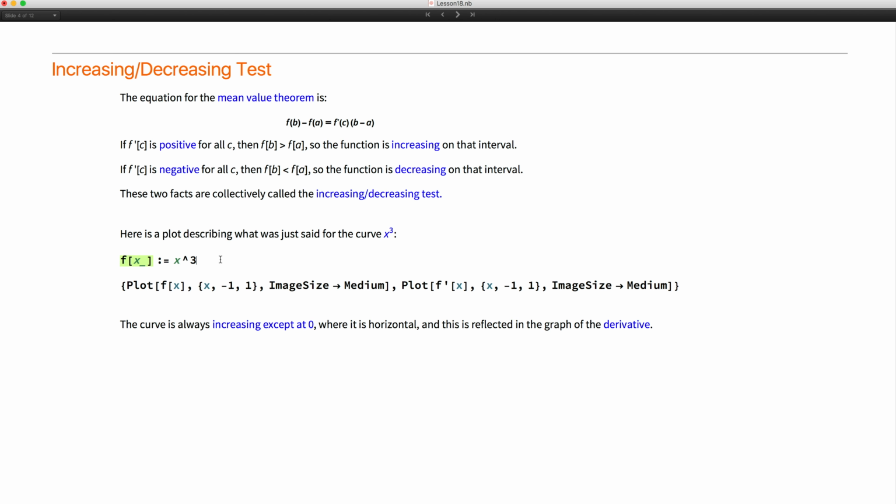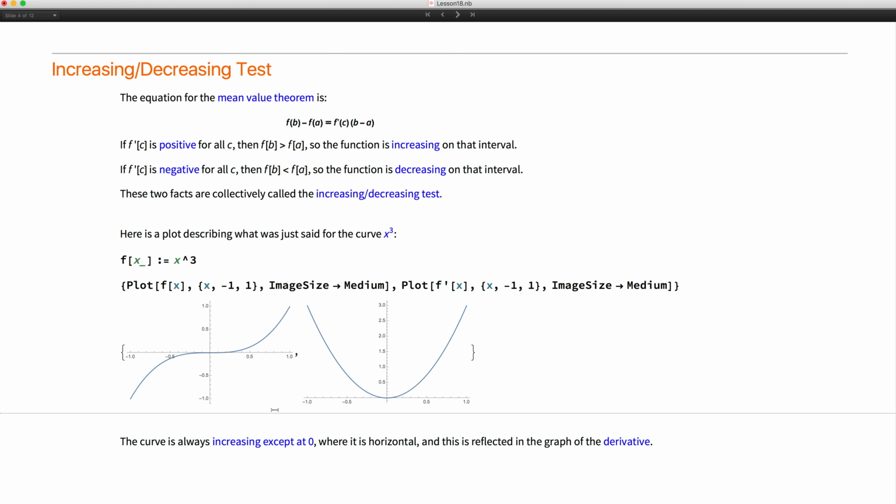As an example, here is the plot for x cubed and its derivative. And you see that the function is increasing everywhere. And if you look at f prime, the derivative, then it is non-negative at all points. So the function is increasing everywhere except at 0, where it is horizontal. And that's what you see from looking at the derivative of the function. So the derivative of a function tells you where the function increases or decreases.